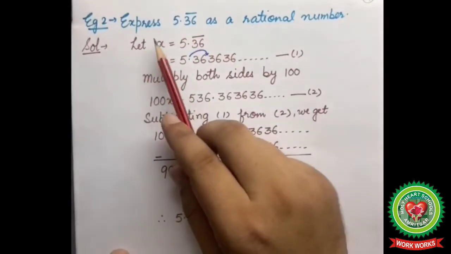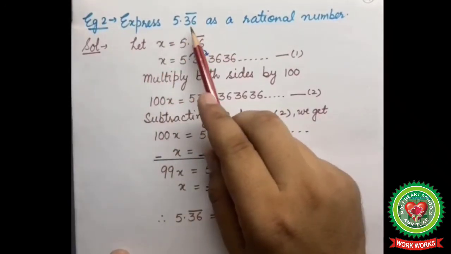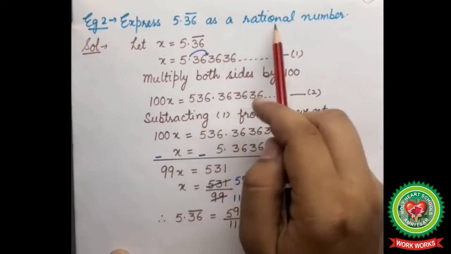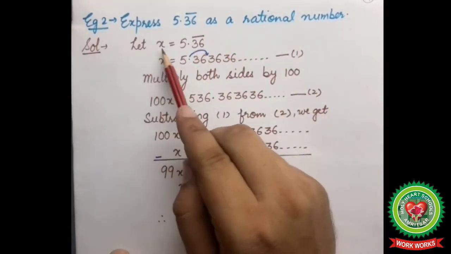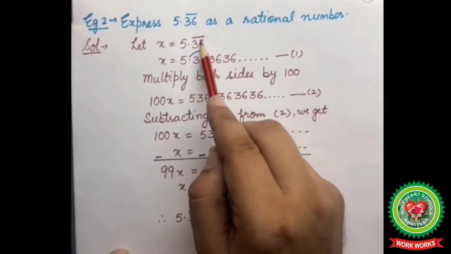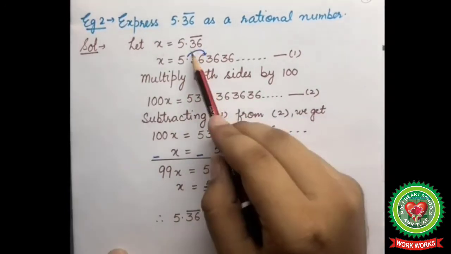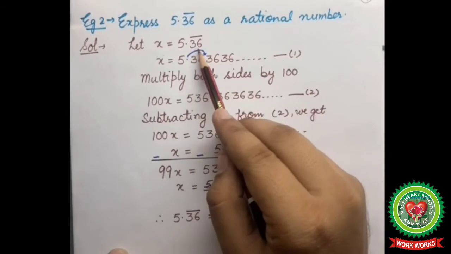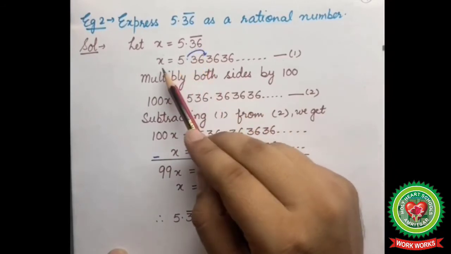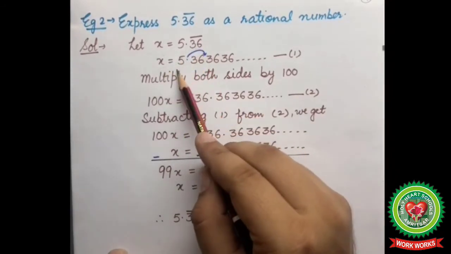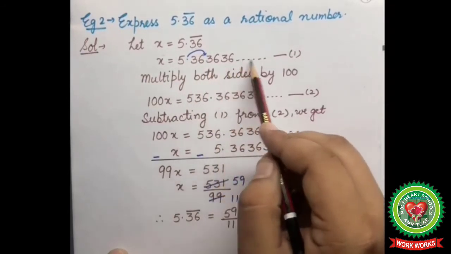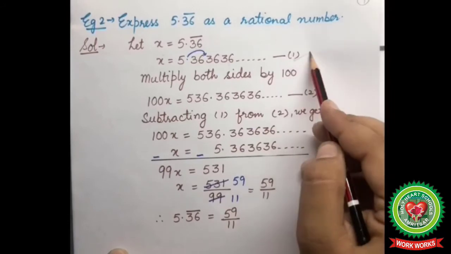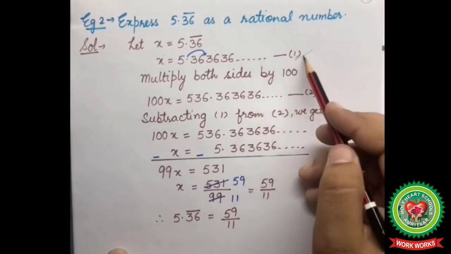Example number 2 is express 5.36 bar as a rational number. So the first step will be we are going to write let x is equal to 5.36 bar. So in this case, there are two digits which are being repeated after the decimal. So we are going to write it like this: x is equal to 5.363636 so on. And we are going to mark this equation as equation number 1.